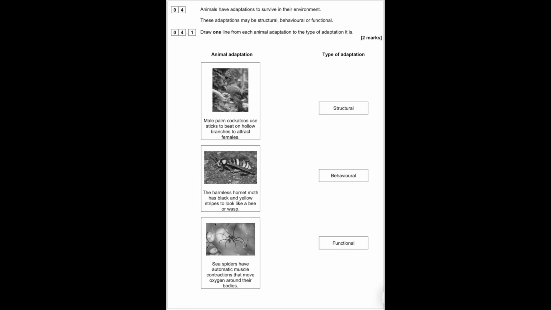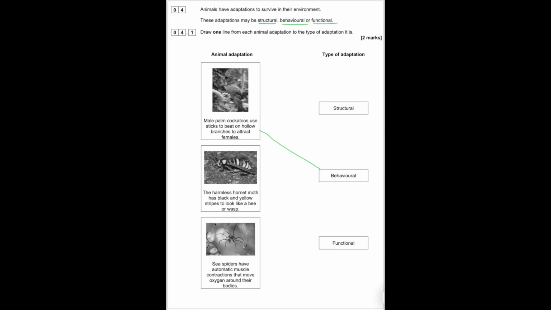Animals have adaptations to survive in their environments. These adaptations can be structural, behavioural, or functional. Draw a line from each of the animal adaptations to the type of adaptation it is. So, if we look at the first one, we have male palm cockatoos that use sticks to beat on hollow branches to attract females. So, that's a behavioural adaptation.